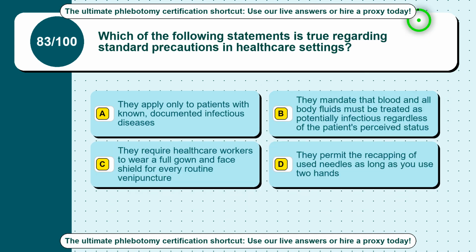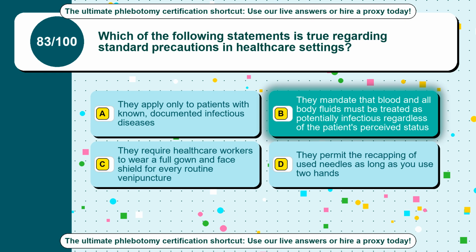Question 83. Which of the following statements is true regarding standard precautions in healthcare settings? Option A. They apply only to patients with known, documented infectious diseases. Option B. They mandate that blood and all body fluids must be treated as potentially infectious regardless of the patient's perceived status. Option C. They require healthcare workers to wear a full gown and face shield for every routine venipuncture. Option D. They permit the recapping of used needles as long as you use two hands.